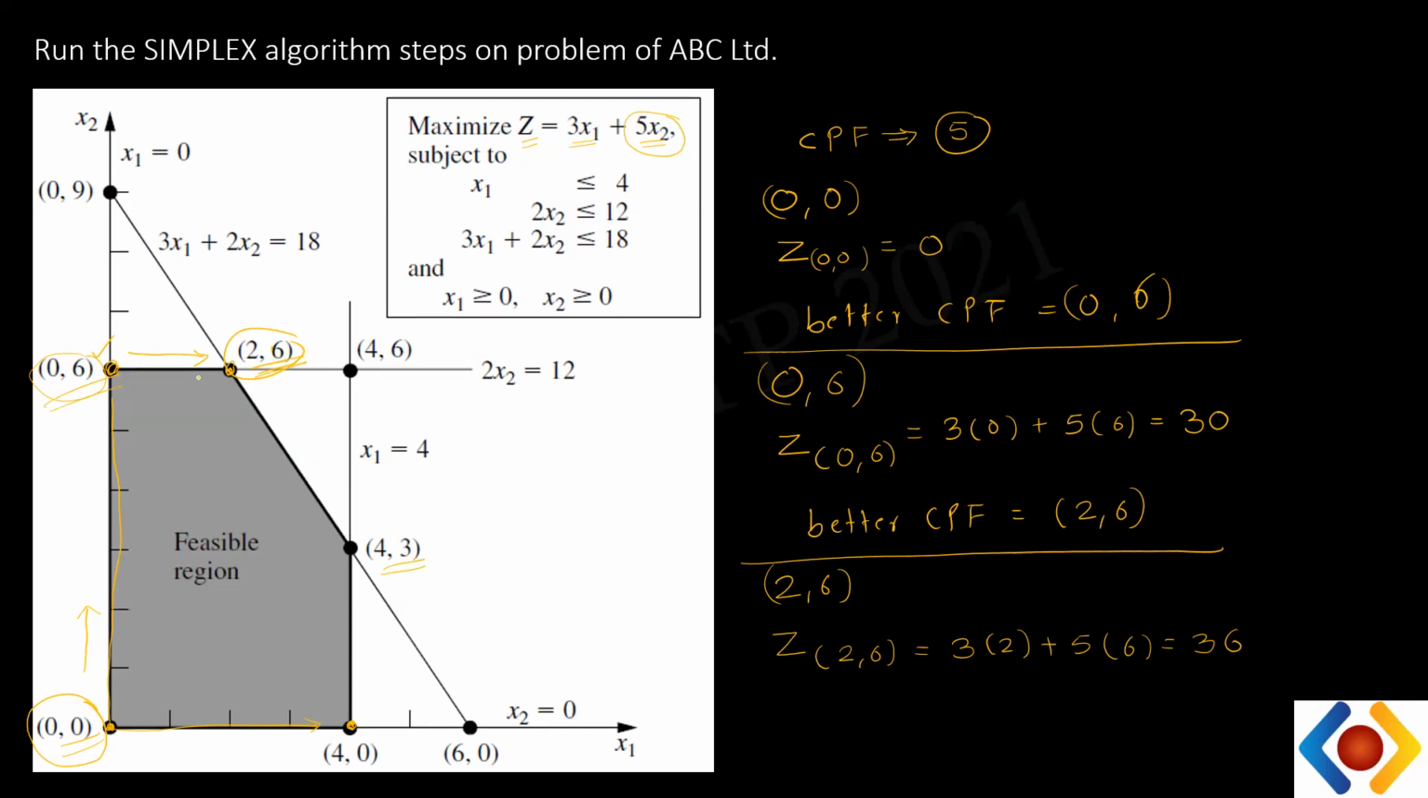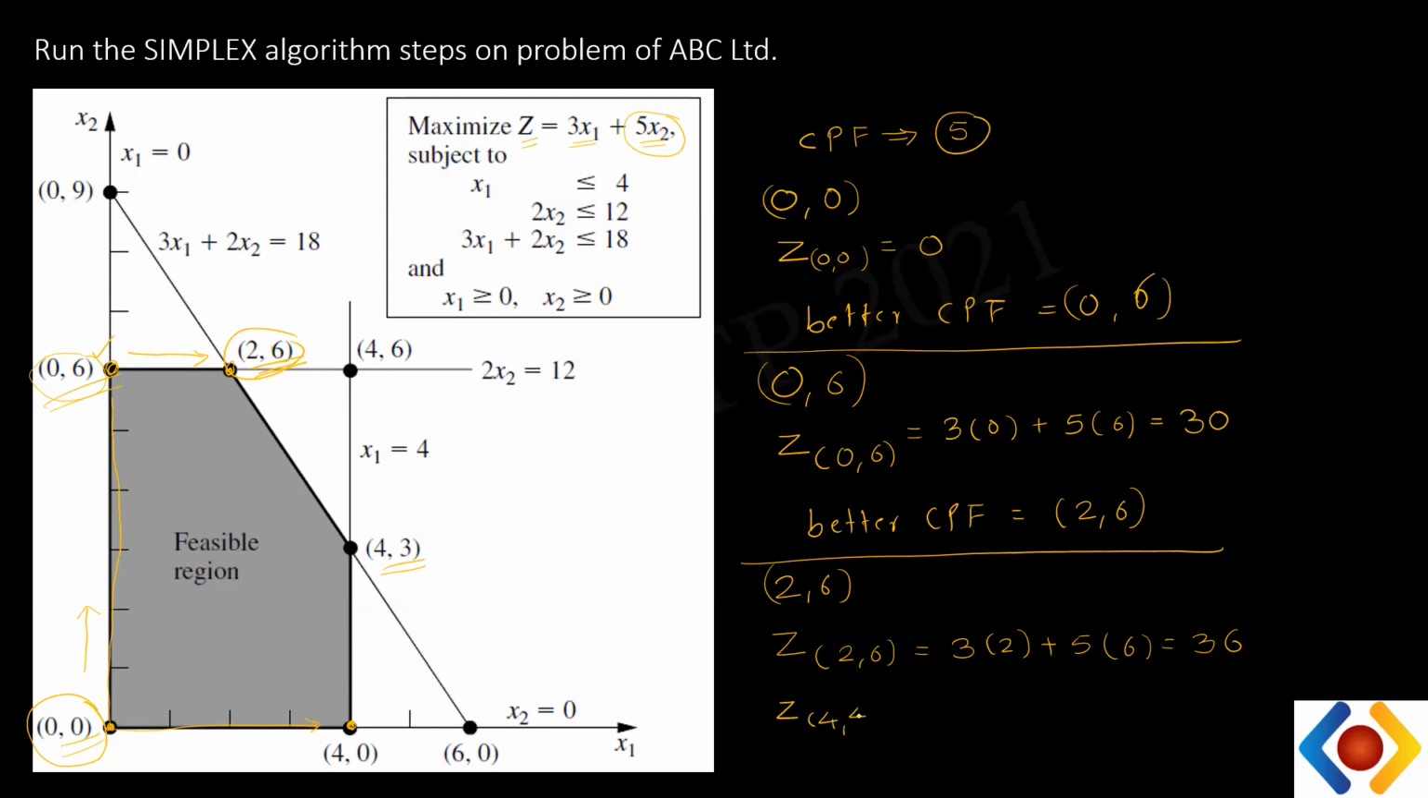We need to check: does it make sense to go to 0.6? No, we already checked that, and 2.6 is better than 0.6, so we are not going to go there. So what we need to check is 4.3. At 4.3, what is going to be the profit?